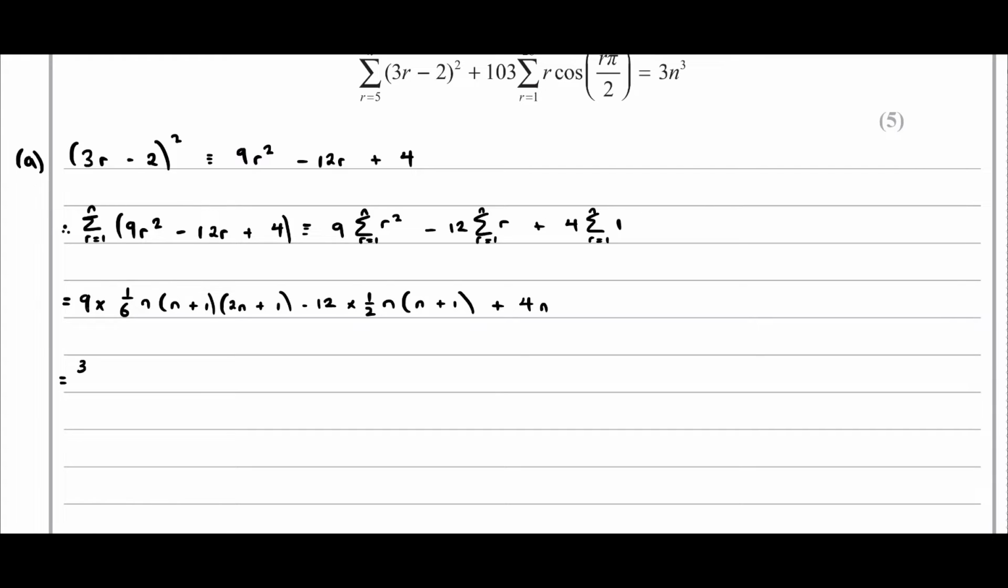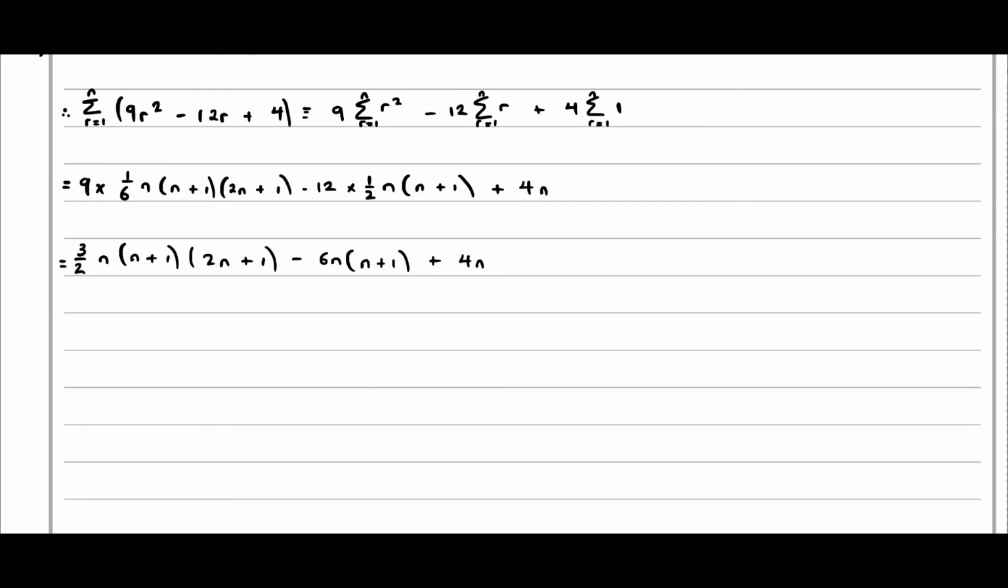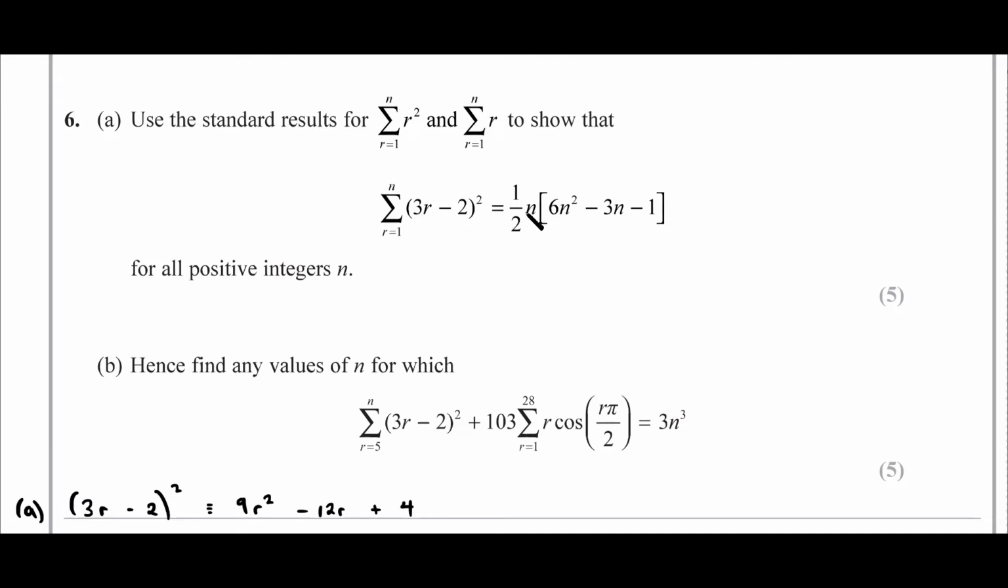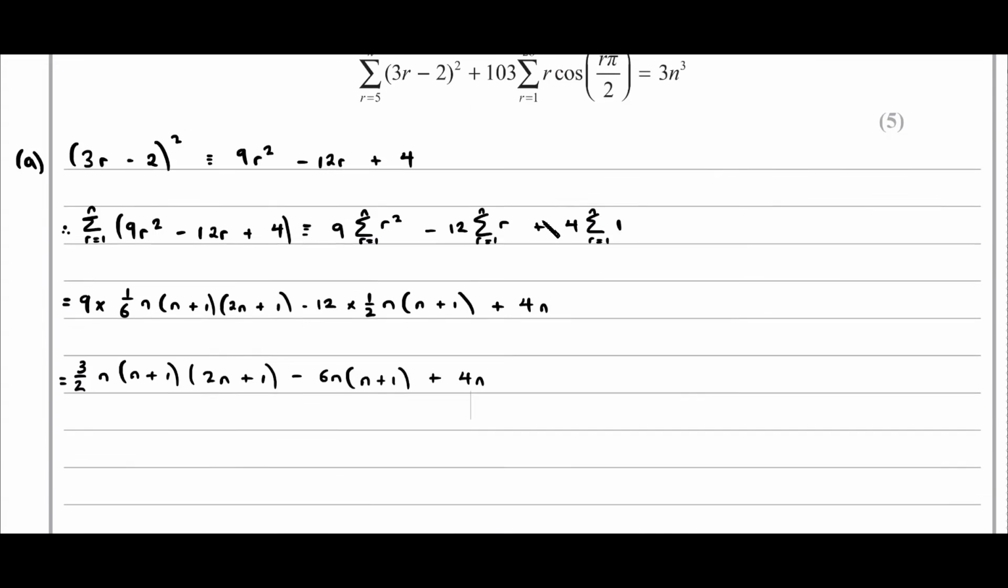So we have 9 over 6, which is 3 over 2. So we have 3 over 2 lots of n lots of (n plus 1) lots of (2n plus 1) minus 6n, because 12 times by half, that's 6. So we have 6n lots of (n plus 1). And then we still have this 4n. We can factorize out a half. And the reason we can factorize out a half, if we look back, we have a half here. And then we can also factorize out the n.